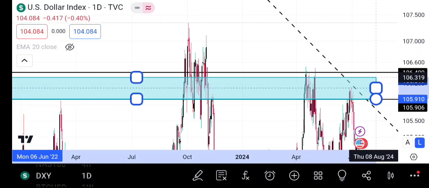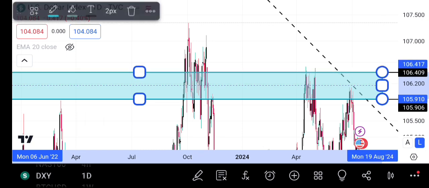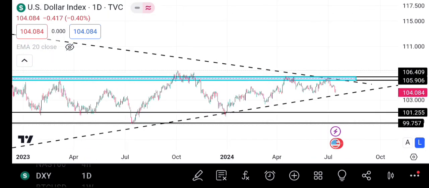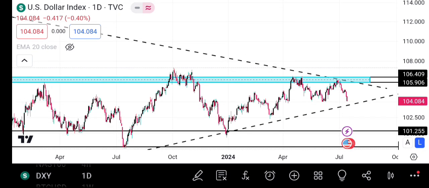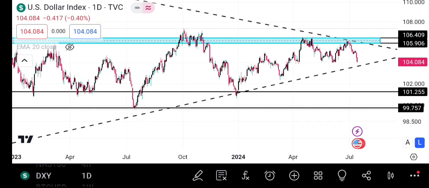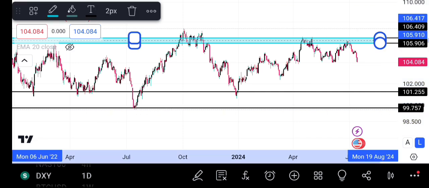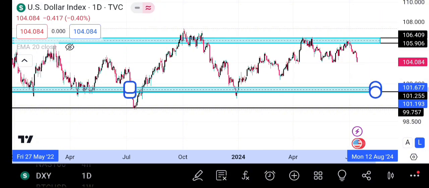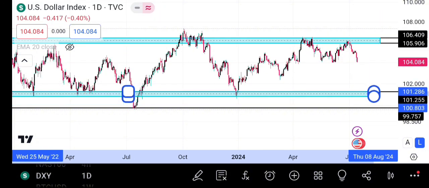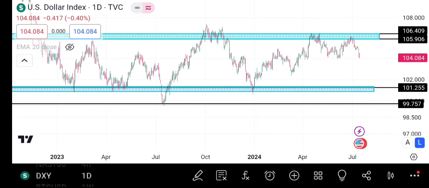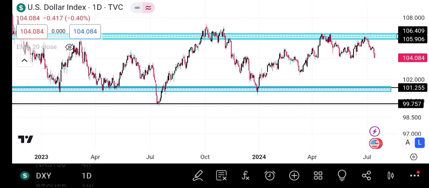Sorry about those things, guys. As you can see, that resistance is very validated. So I'm going to be cutting these things out. I want to keep my charts as clean as possible. It is very important for me to have clean charts.